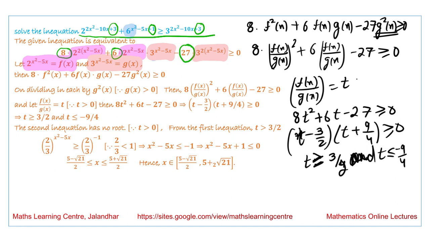Now the value of t we have, if you look at this equation over here, it is f(x) over g(x), which is 2 raised to the power x square minus 5x over 3 raised to the power x square minus 5x. Clearly both of these are powers, so it must be greater than 0. So we are saying that t is less than minus 9 by 4.